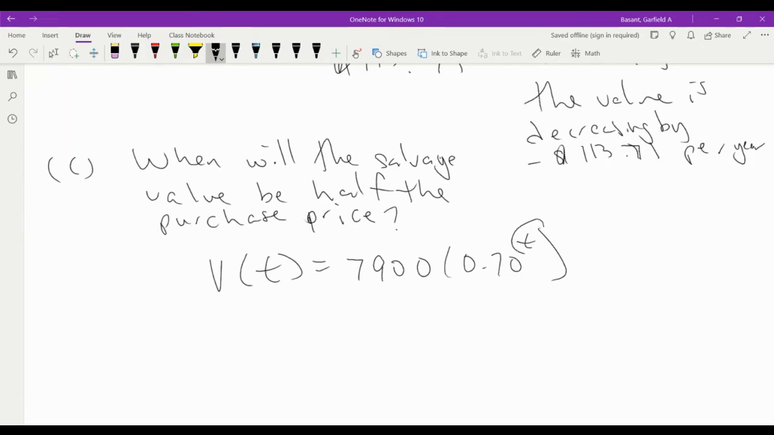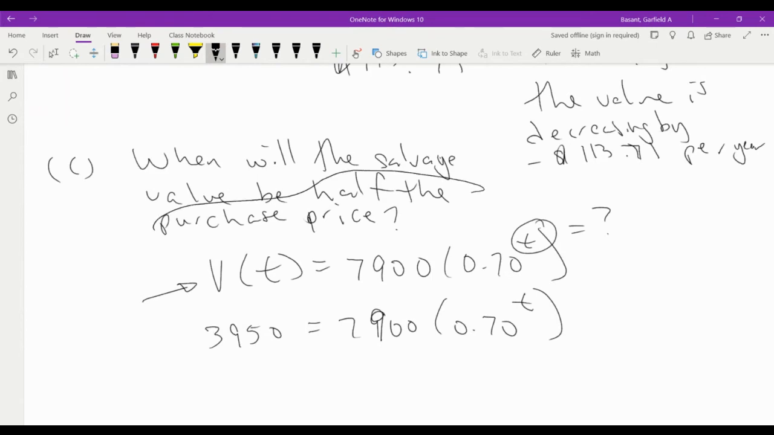We're trying to find t, right? So this is what we don't know. So they did give us this, right? What is V of t equal to? 3,950. Very good. How do we know that, Don? It's half, right? So we're talking about half the purchase price. So half the purchase price is this.